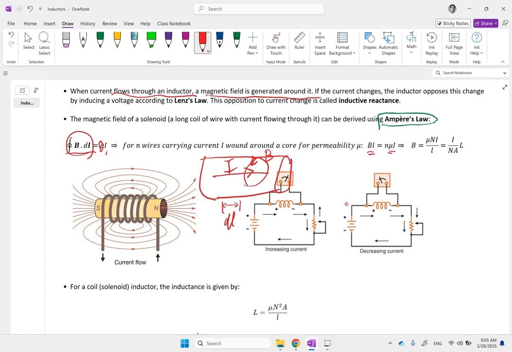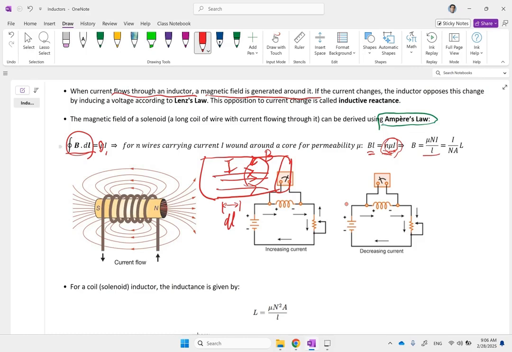Okay? Now, if you have more than one wire, if you have N wires going on, then it is going to be N mu I, because you have N of those I's that are inside that control volume. So BL is mu N I. If you solve for B, B is going to be N mu I over L. So that is the magnetic field.